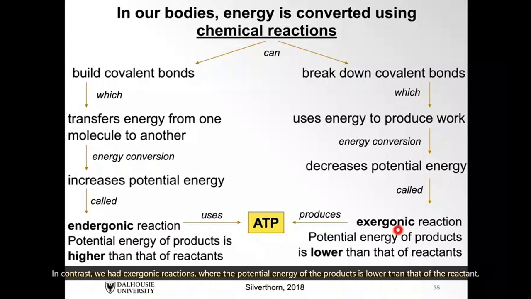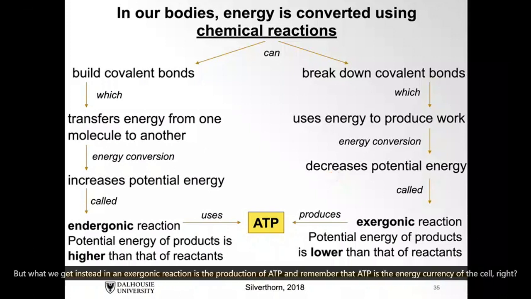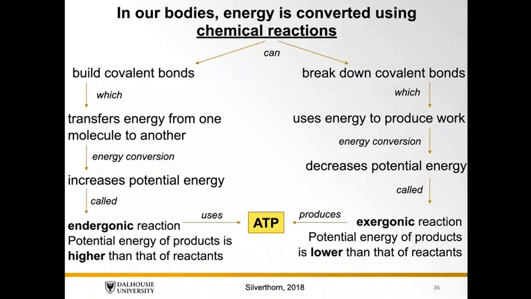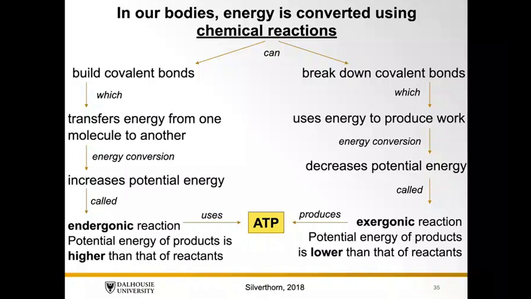In contrast, we had exergonic reactions where the potential energy of the products is lower than that of the reactant, right? We decrease the potential energy level during an exergonic reaction. But what we get instead in an exergonic reaction is the production of ATP. And remember that ATP is the energy currency of the cell, right? So when we have ATP, we can use this to power all the work that we want. Our muscle contraction, our heart beating, us breathing air in and out, our sodium and potassium pump, and so on. So we already have these two categories defined in our mind.